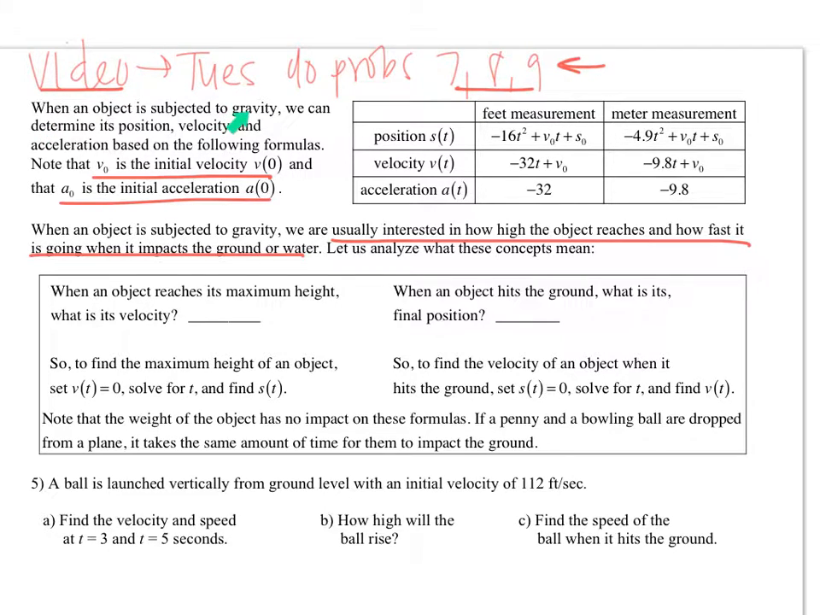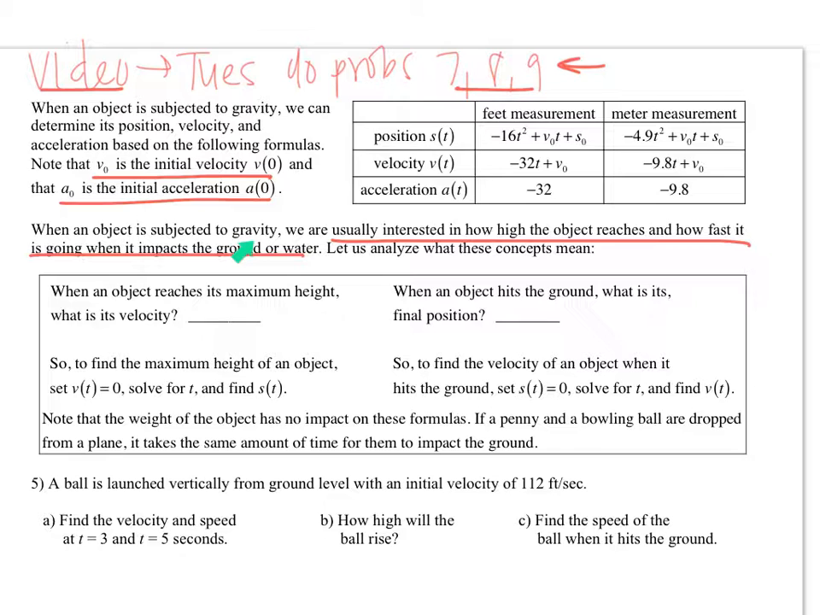When an object is subjected to gravity, we can determine its position, velocity, and acceleration based on the following formulas. We were introduced to these two formulas in Algebra 2. Again, this is for objects subjected to gravity, when you throw a ball in the air, hit a baseball, etc. Note that v sub 0 is the initial velocity, so v of 0, the velocity at time 0, is v sub 0. And a sub 0 is the initial acceleration, and s of 0 is the initial position.